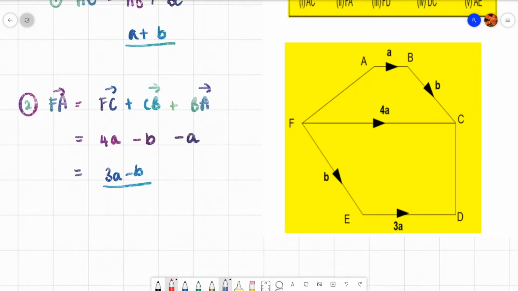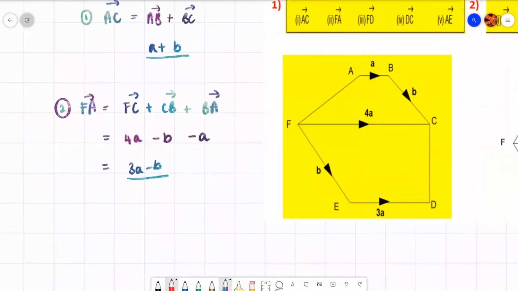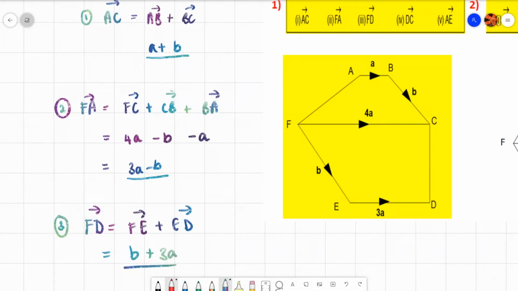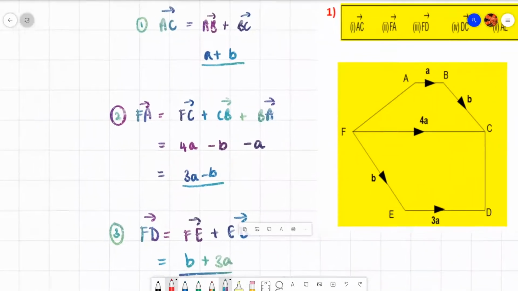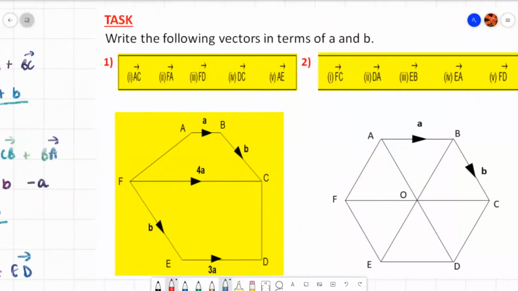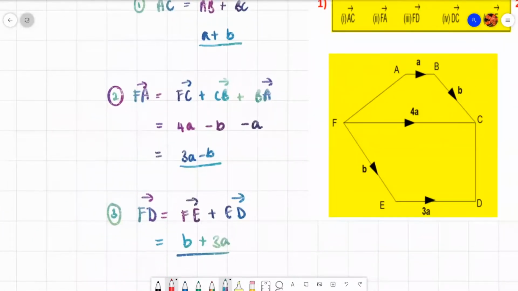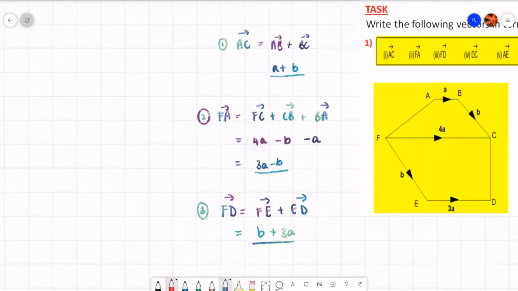Okay, next one is F to D. It's handy to write down the directions because it'll help you. I can go F to E plus E to D. F to E is B plus 3A. Nice and simple and straightforward. Okay, zoom out a little bit, so I can do the next one.